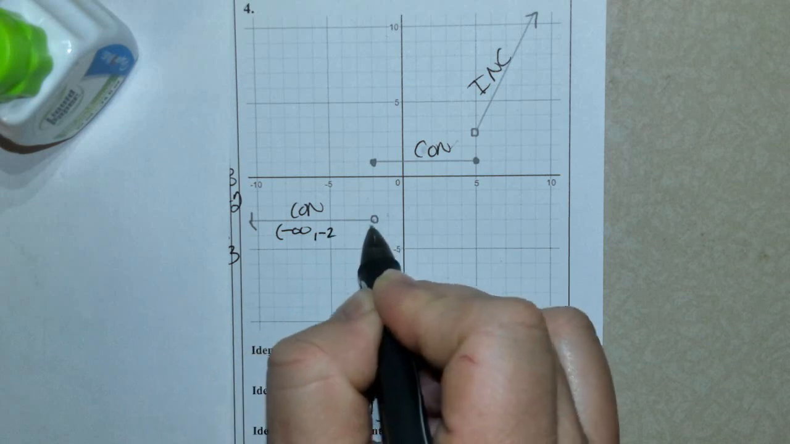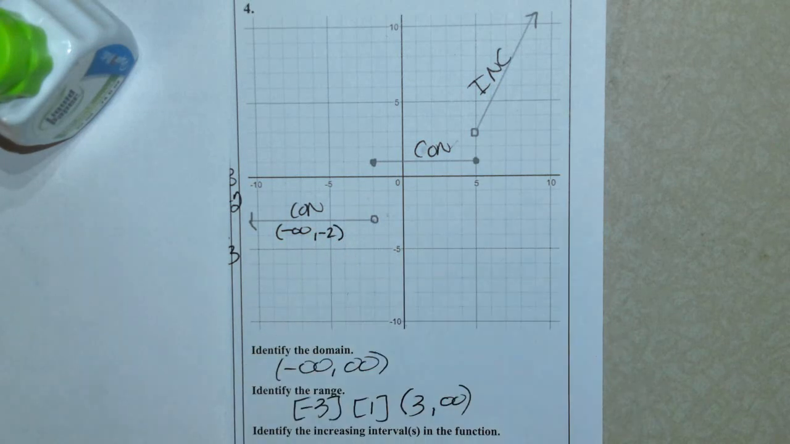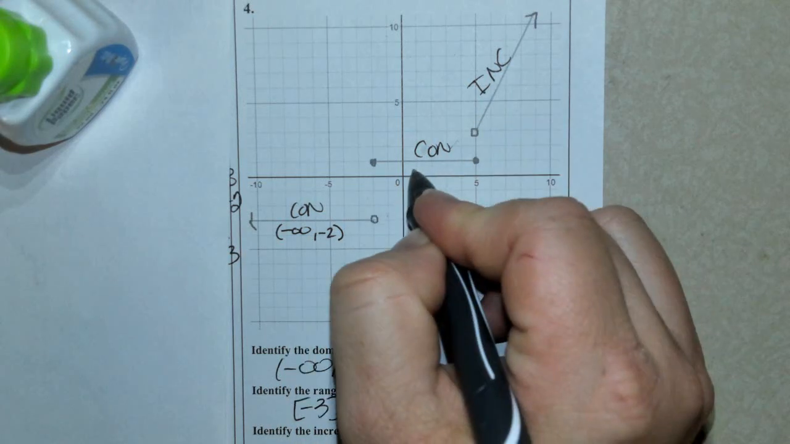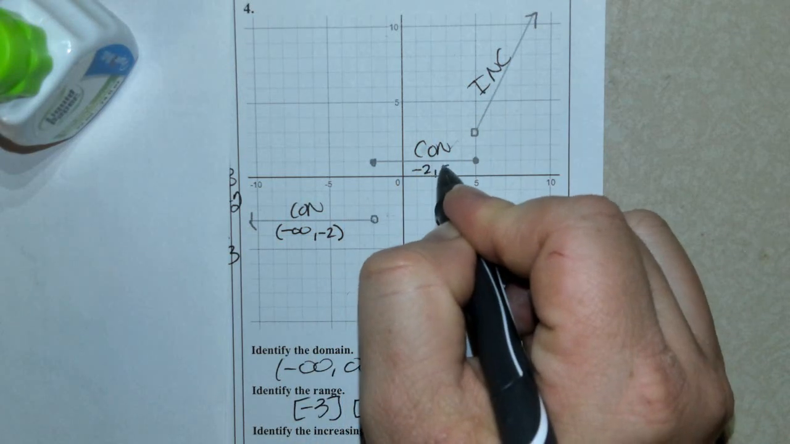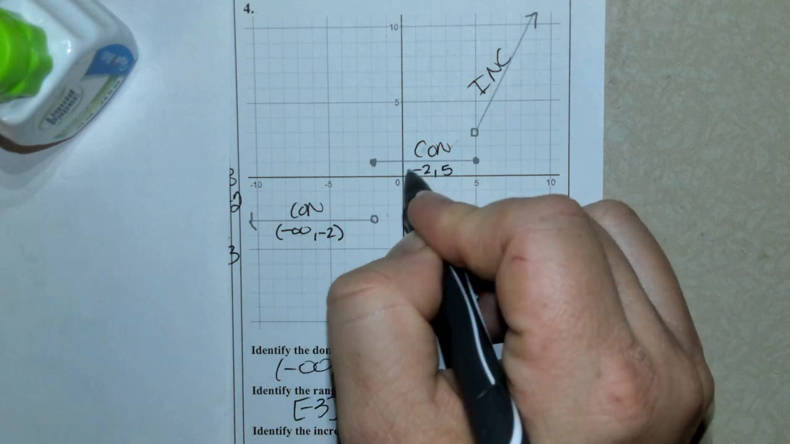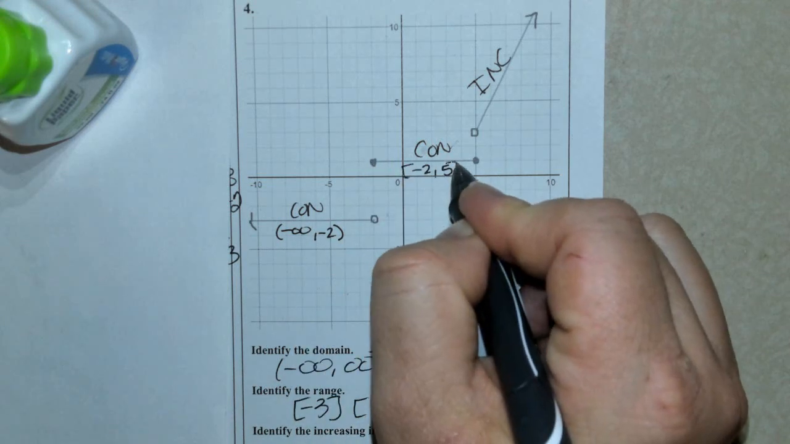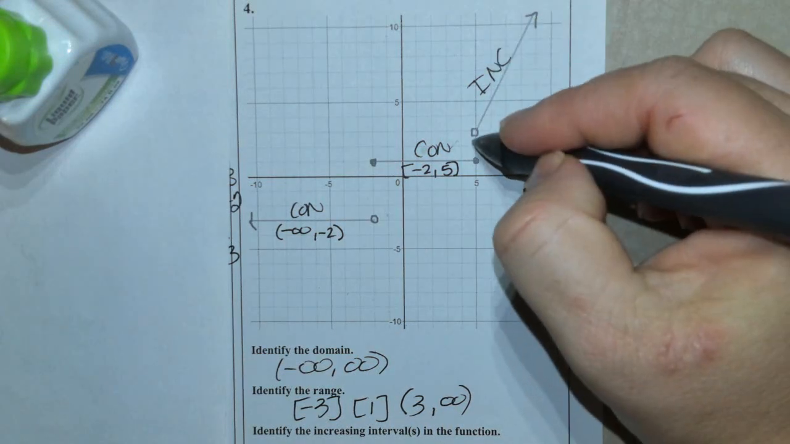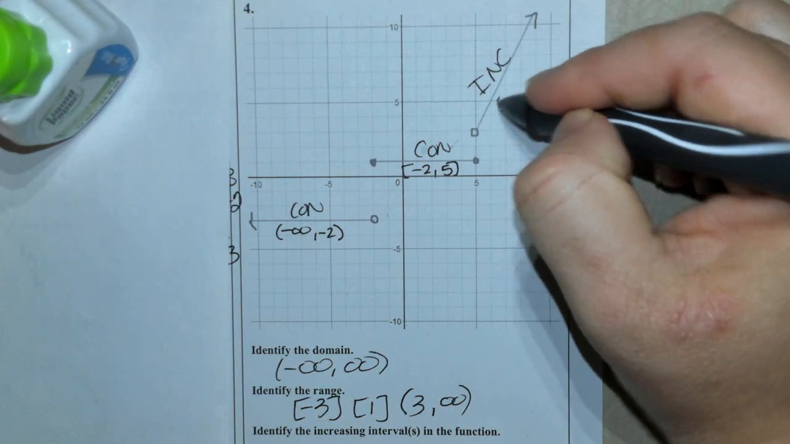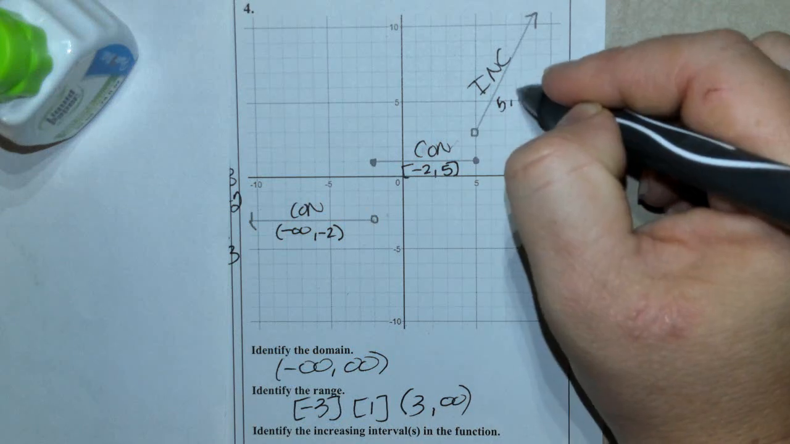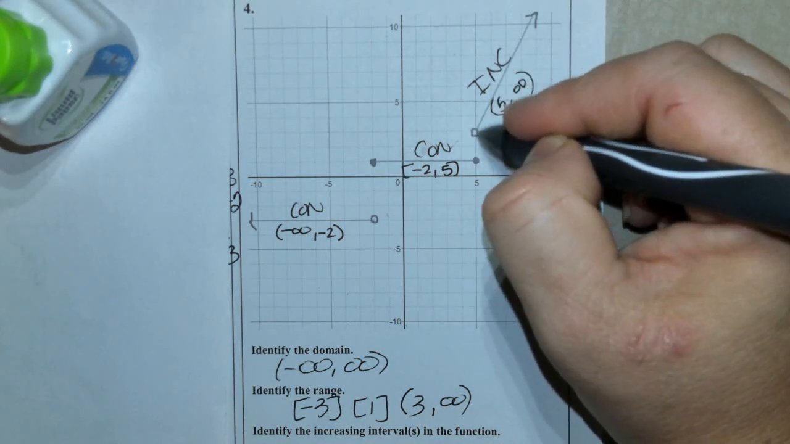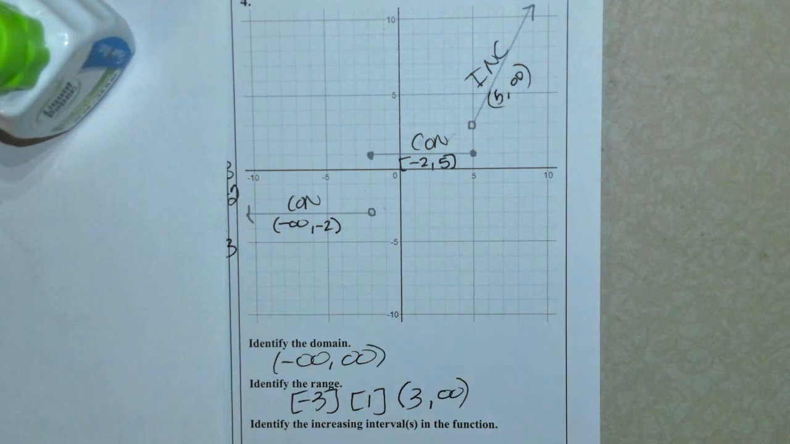Now at -2 it has an open circle, so I put a parenthesis. This constant interval goes from -2 to +5, and since I have closed dots at both and it's constant, I get to put brackets around both. Increasing starts at a value of 5 and it continues to increase as it moves to the right. Again, open circle, and with increasing and decreasing we do put our parentheses.